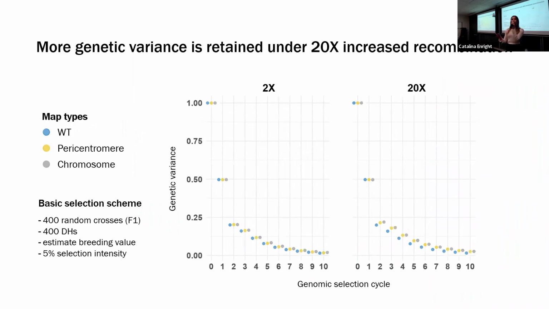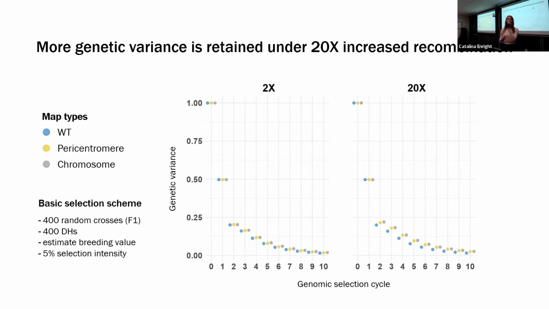We're looking at the y-axis. On the y-axis here is genetic variation, and it's graphing how genetic variation depletes in our populations over 10 cycles of genomic selection. For our populations, on the left-hand side are the 2-fold increased recombination maps, and on the right-hand side are the 20-fold increased recombination maps.